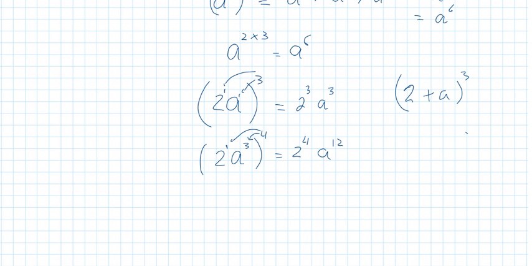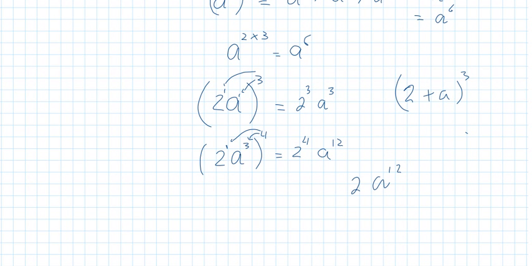A lot of times students forget to bring that exponent 4 for the 2. So a lot of times students write 2a^12. No, it's not. 2 to the power of 4 is 16, and it's not 2. So these are not the same answers. This is not correct. This is wrong. You have to remember to bring your exponent in for each term inside the bracket. We're good?